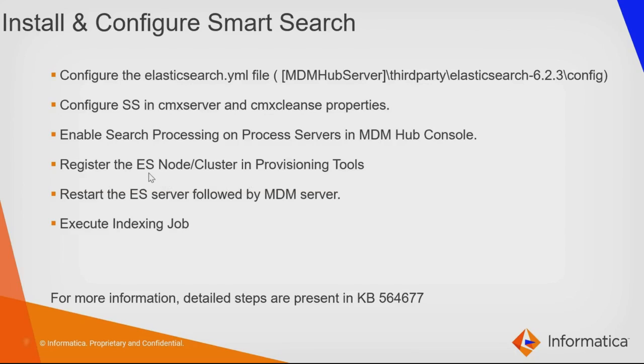Next, we need to define the Elasticsearch node IP under the provisioning tool configuration. Once all this configuration is done, we need to restart the Elasticsearch server followed by the MDM server, and then we can execute the indexing job. For a detailed explanation, these steps are also mentioned in KB 564677.